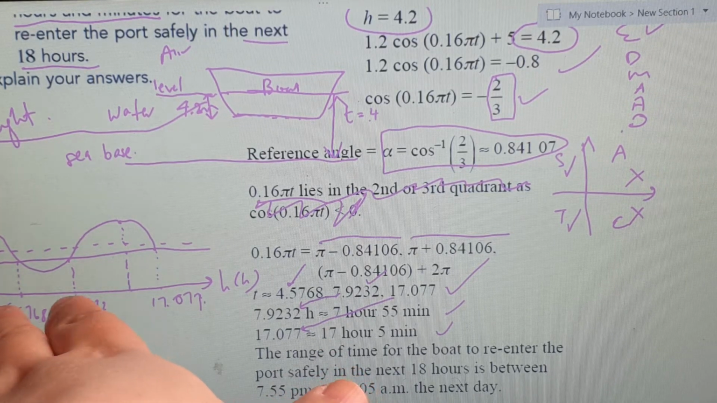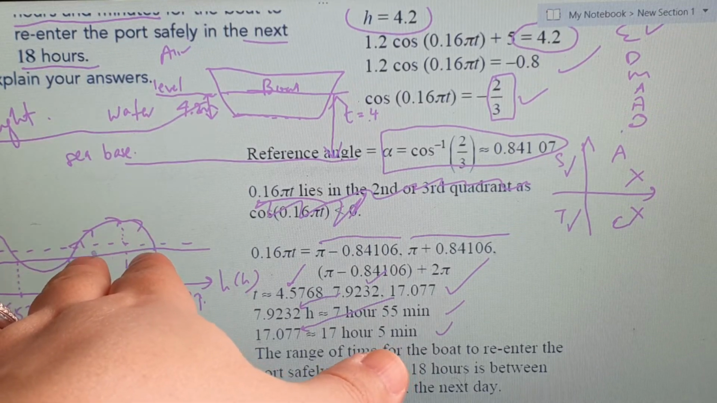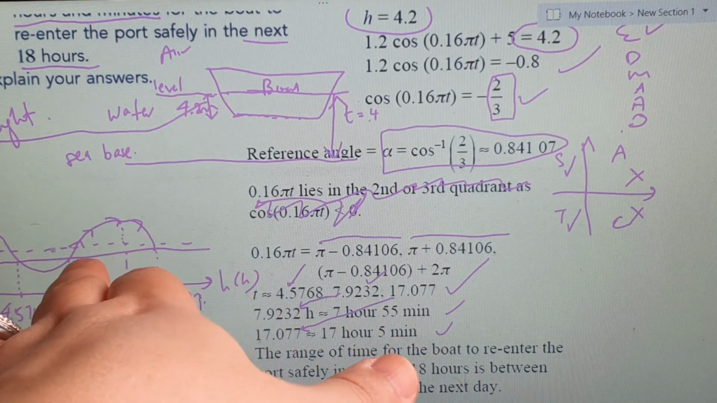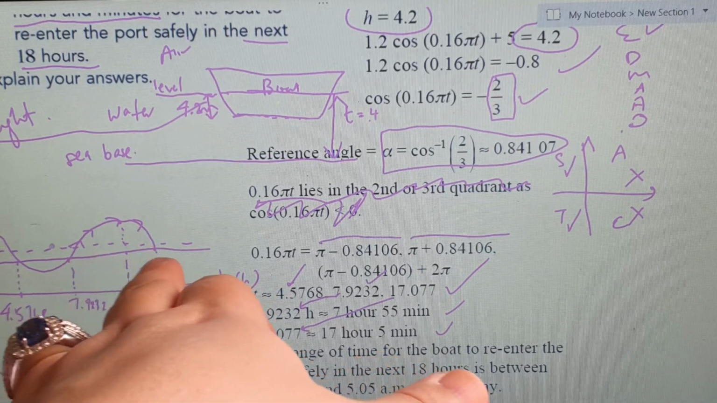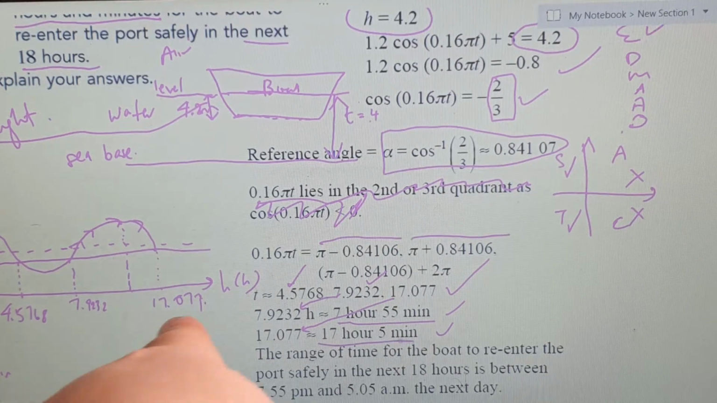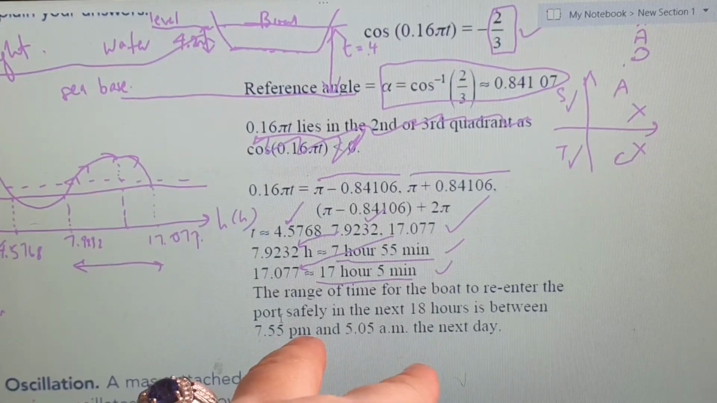So don't you agree that because the graph goes like that, the water level will be above 4.2 between here to here? Correct or not? Between here to here. So this is the duration, and from here to here you add 5 hours plus. Oh sorry, 10, about close to 10. So when you calculate, you'll get these two answers.